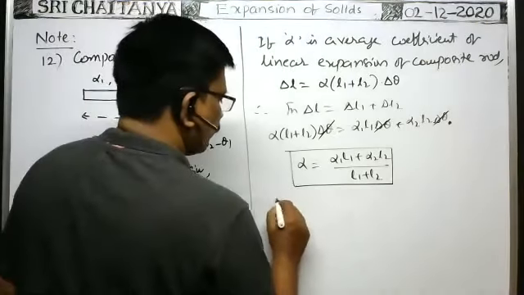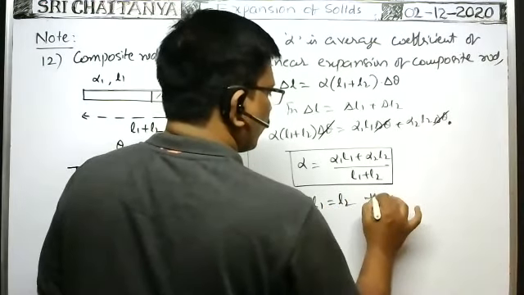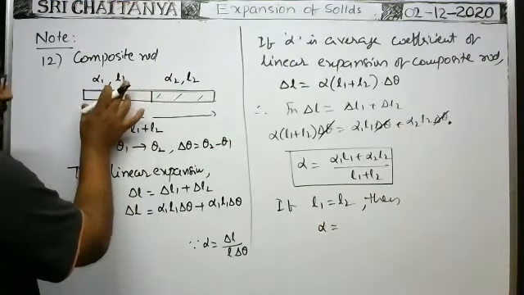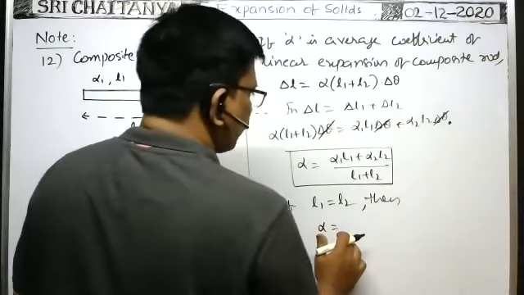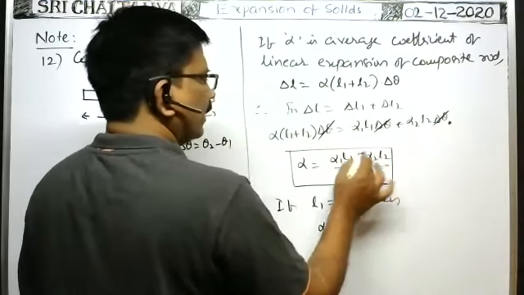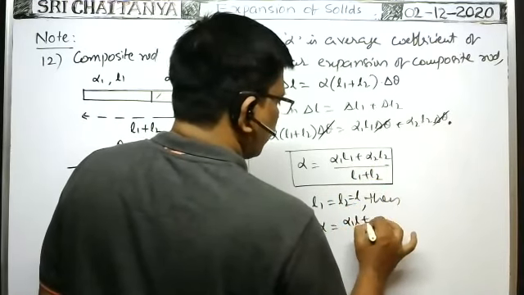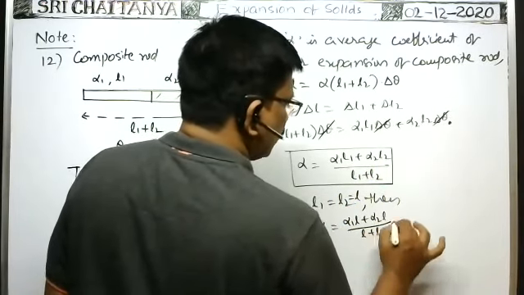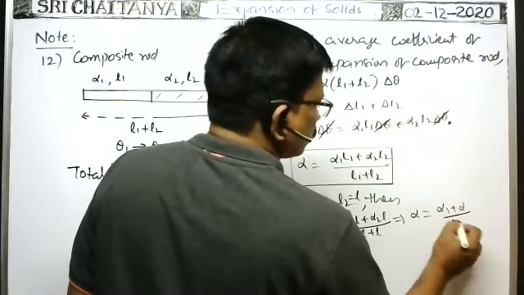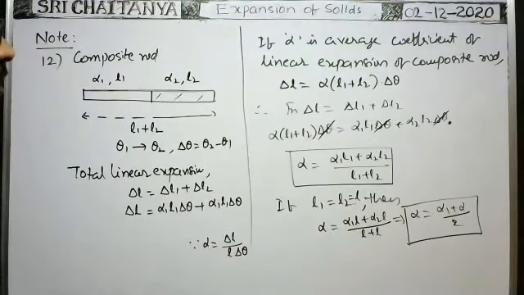If the lengths of the two rods are the same, L1 is equal to L2, then what is the average coefficient of linear expansion? Initially, in this composite rod, the lengths of the two rods are the same, that is L. So alpha 1 L plus alpha 2 L by L plus L. That implies alpha is equal to alpha 1 plus alpha 2 by 2. This is the average coefficient of linear expansion of the rod.